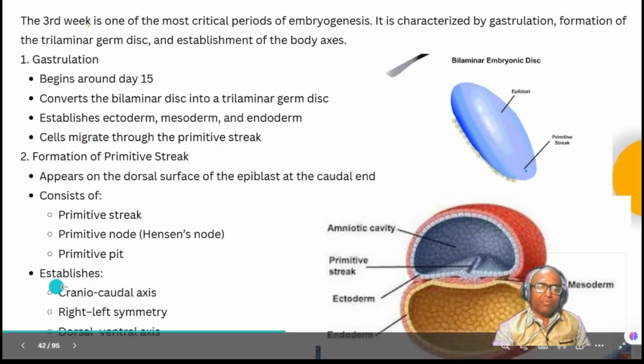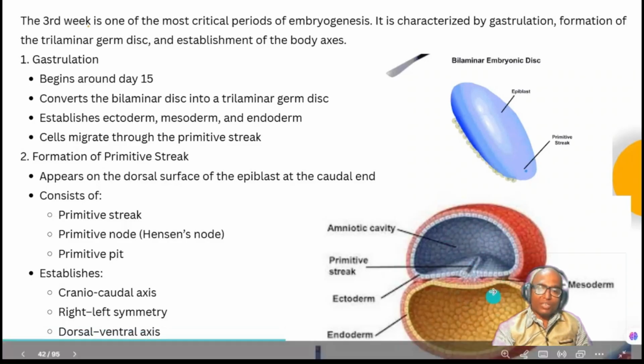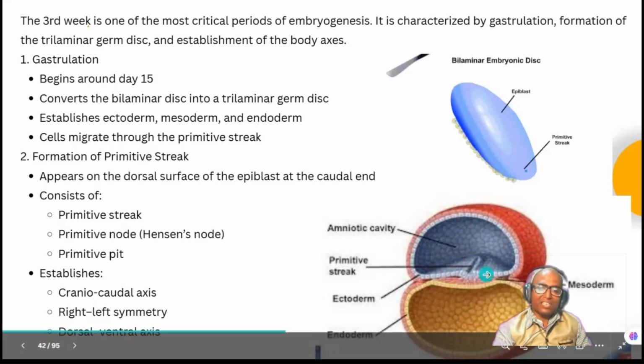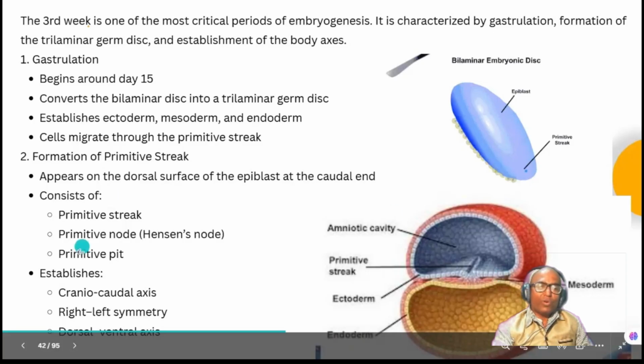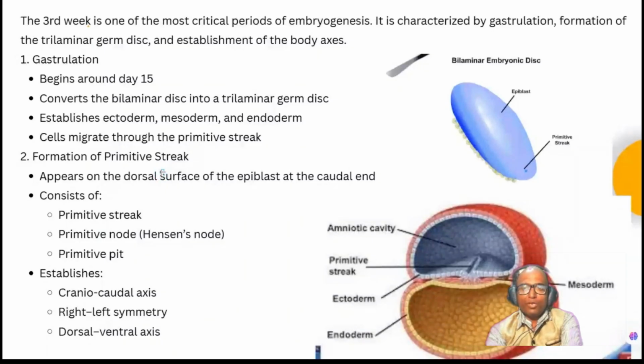Now, with the formation of this primitive streak, there is an establishment of the craniocaudal axis. So this becomes the caudal part, and the part in front of this becomes the cranial part. Then there is right and left symmetry, and there is a dorsal and ventral axis. Up till now, there was no symmetry as such, no dorsal and ventral surfaces, and no craniocaudal axis. Now, with the formation of the streak, you are getting the craniocaudal axis, dorsal and ventral surfaces, and right-left symmetry. So one of the important changes is the formation of the primitive streak. That is the importance of the primitive streak.